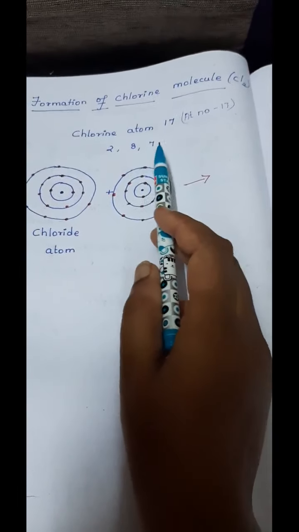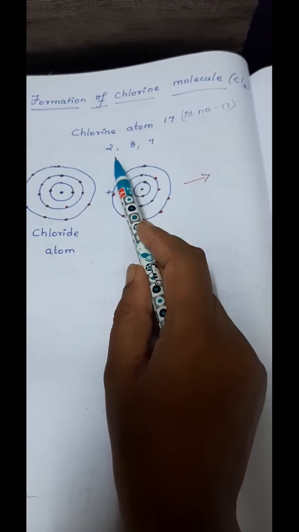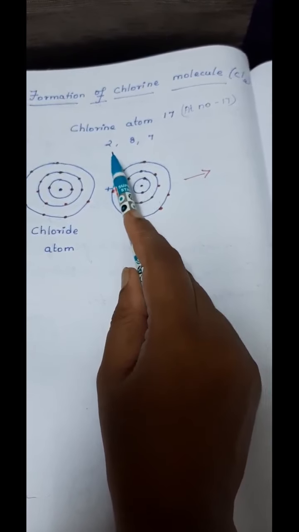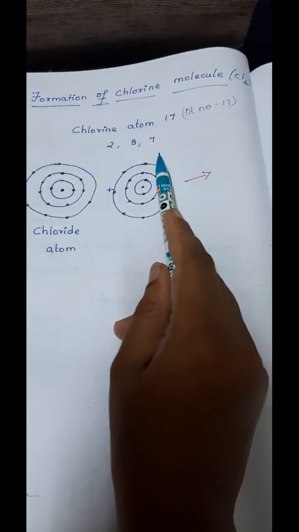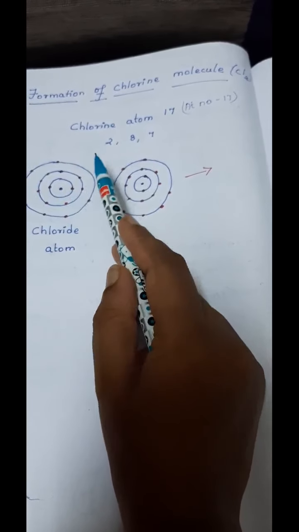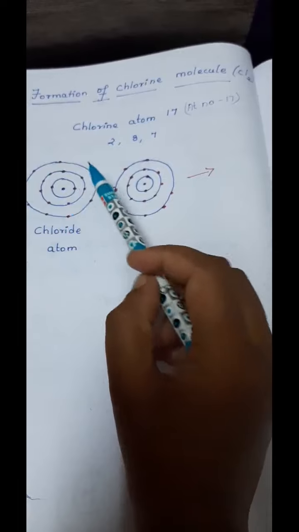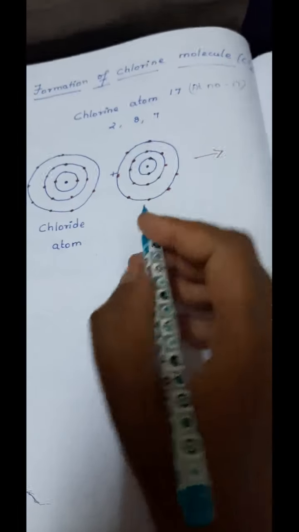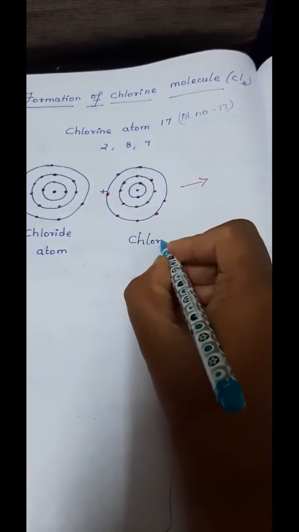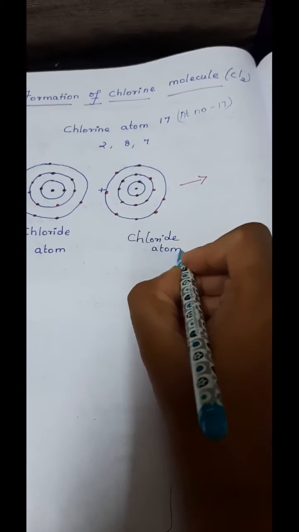See, chlorine atom is atomic number 17. Its electronic configuration is 2, 8, 7. So the first chlorine atom will be having 2 electrons, the next shell will be having 8 electrons and the last shell will be having 7 electrons. Similarly, this is another chlorine atom. Then how is it sharing?